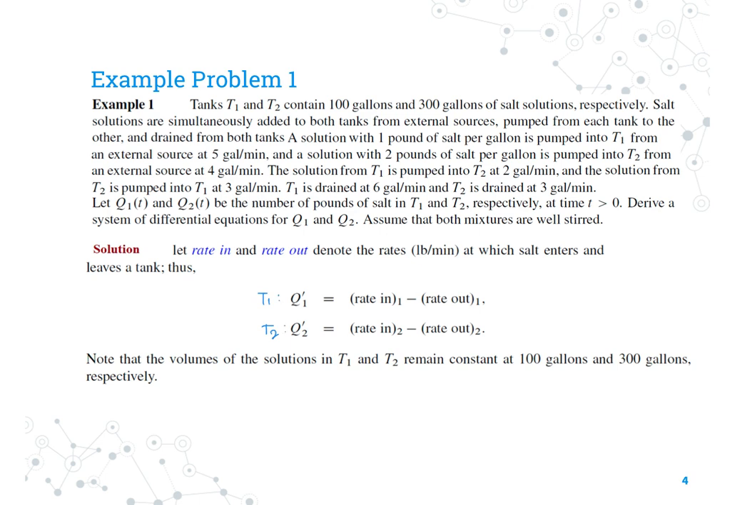In Q2, we also have a rate in, but we'll give it a subscript of 2 to match tank T2, and a rate out subscript 2. We're also going to note that the volumes of the solutions in both T1 and T2 remain constant at 100 gallons and 300 gallons respectively.